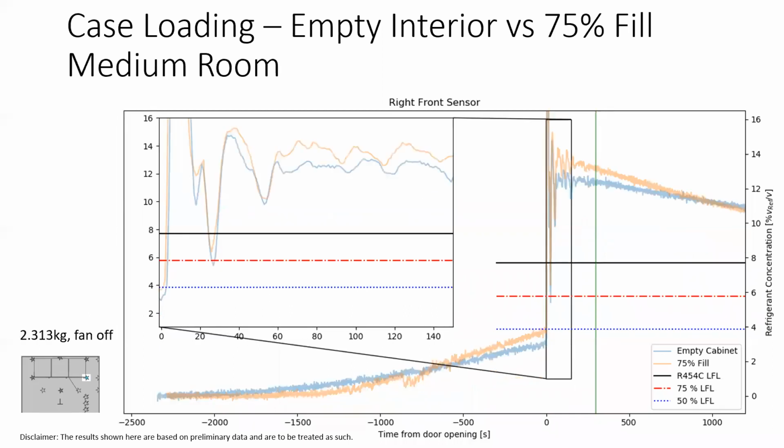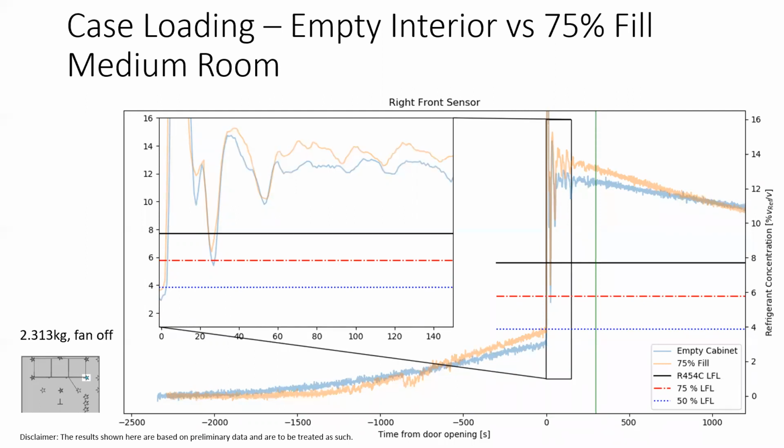Let's go to the next slide. So this is the same test setup, same sensor location, but instead now we've gone to the medium-sized room, the 18 square meter room, with a 2.3 kilogram charge. Once again, we see a similar increase at the refrigerant sensor prior to door openings for the test with the shelf loading. We also see very similar decrease after the door opening.